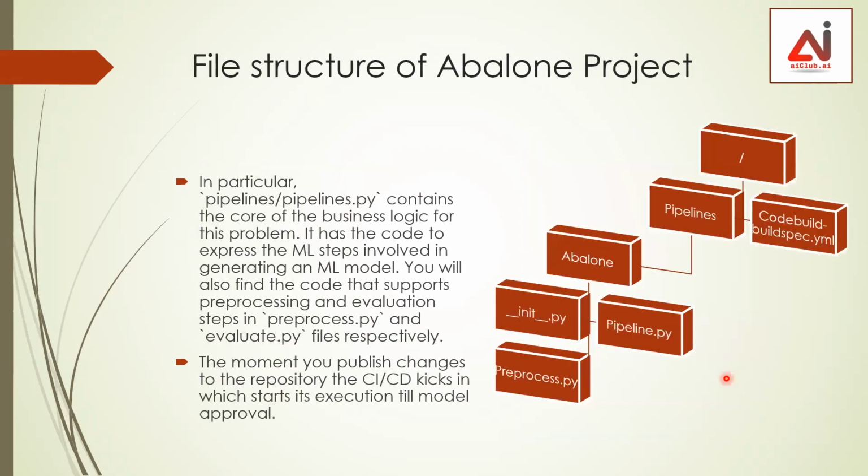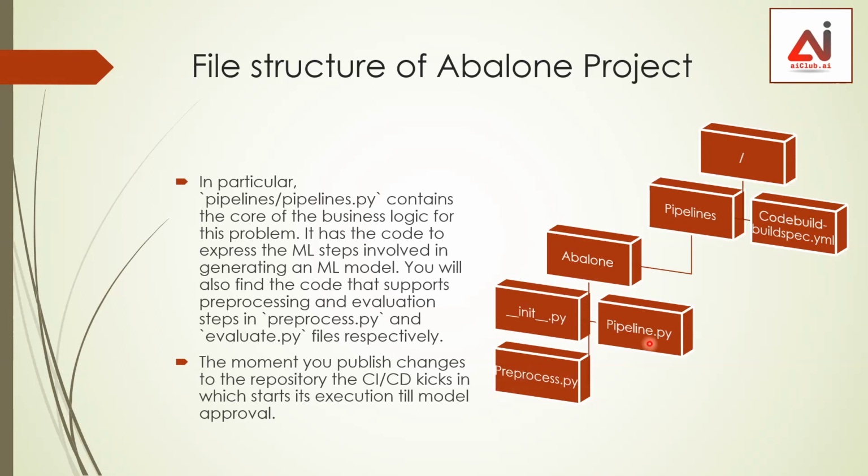Okay, so now we are going to see the file structure of the Abalone project. We are going to see the project on SageMaker itself, but this is something you have to keep in mind before going there. As you start with the project, we will be presented with a root directory. There we have a pipelines directory in which we have the Abalone directory that contains the init.py, the pipeline.py, and the preprocessing.py.